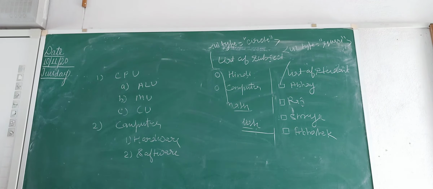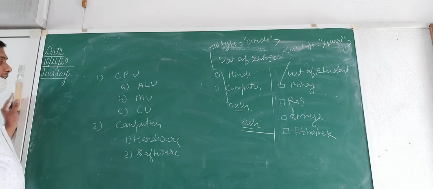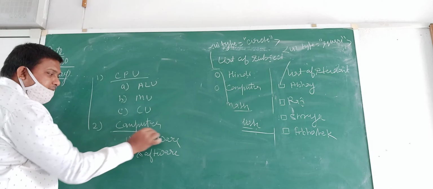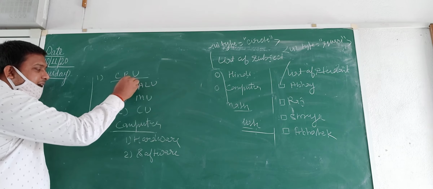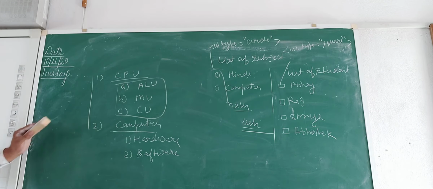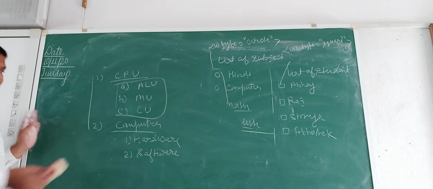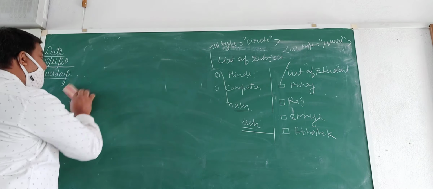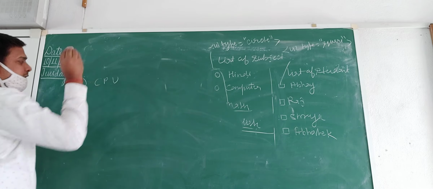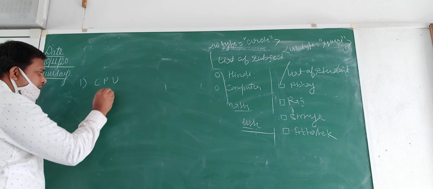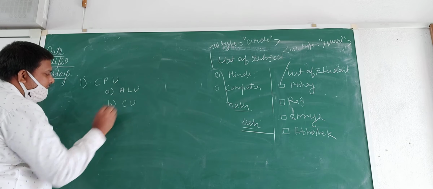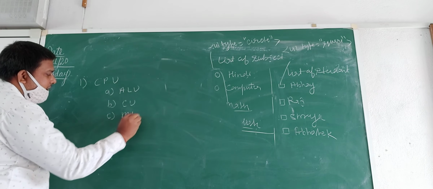So look here, if you will notice 1 and 2, it is a list, and inside this one we have another list. Clear? And a little bit I have made a mistake with the alignment. So let me write once again with the correct alignment. 1, we have a what? CPU. Then A here we have an ALU, B we have a CU, and C we have an MU.